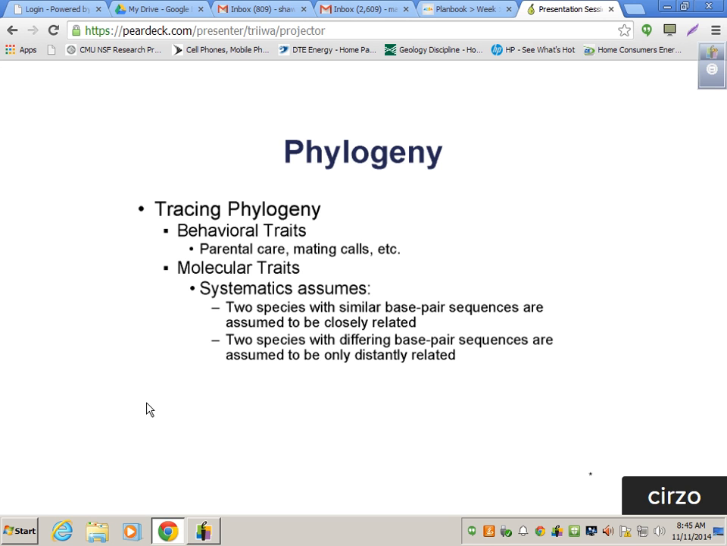So molecular traits, systematics assumes that two species with similar base pair sequences are closely related. So I like systematics. It basically gets rid of all the arguments. That's why I like it. I don't like to sit there and debate a structure on an organism or the missing link. I just say, let's look at systematics. Let's look at the molecular makeup of given organisms. So two species with different base pair sequences are assumed to be only distantly related.